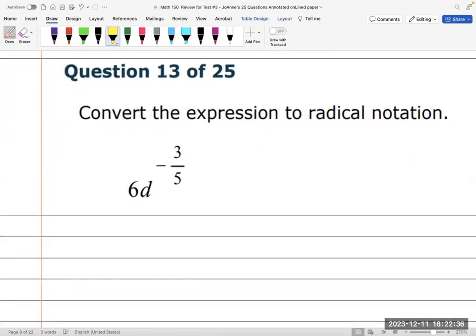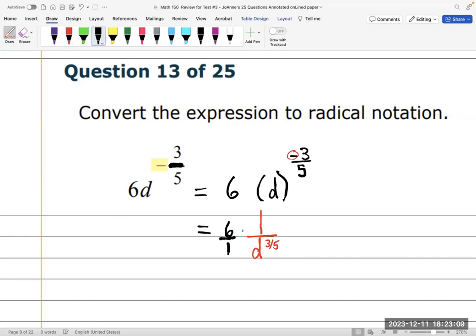Converting the expression to radical notation, there's a negative. You need to remember that this exponent here is only applied to the d. It is not applied to everything. So this is the same thing as 6 times, and if I deal with that negative first, then I would have 1 over d to the 3/5 power.